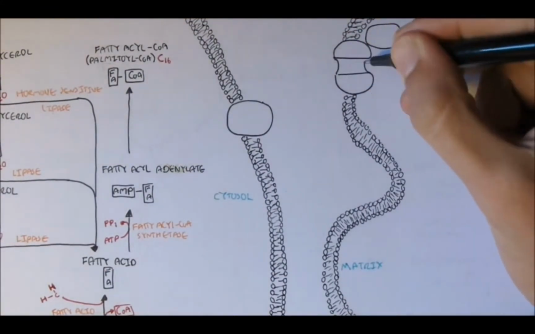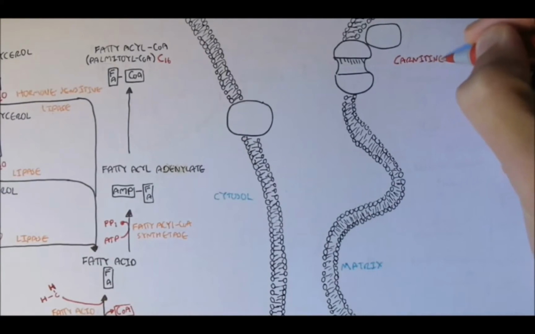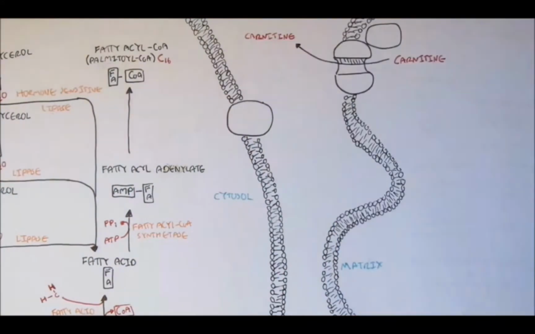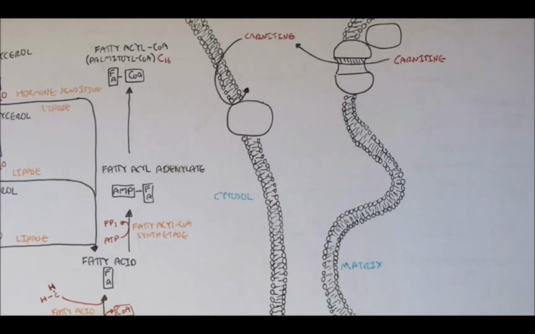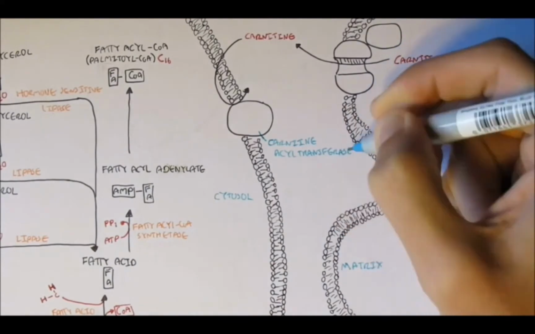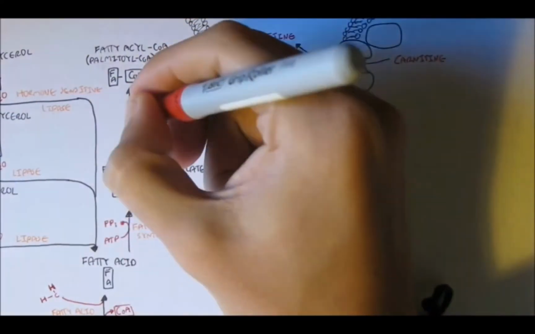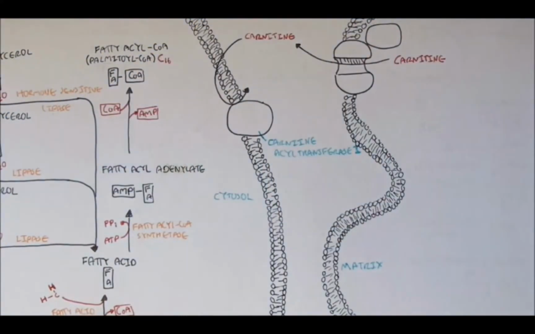So let's stop there and move into the matrix of the mitochondria. There is a molecule there called carnitine, which serves as a carrier for fatty acids across the inner mitochondrial membrane. Carnitine can move through the inner membrane through a transporter. So going back to the fatty acyl adenylate, just to revise, adenosine monophosphate was removed and the coenzyme A group was added by the fatty acyl-CoA synthetase.